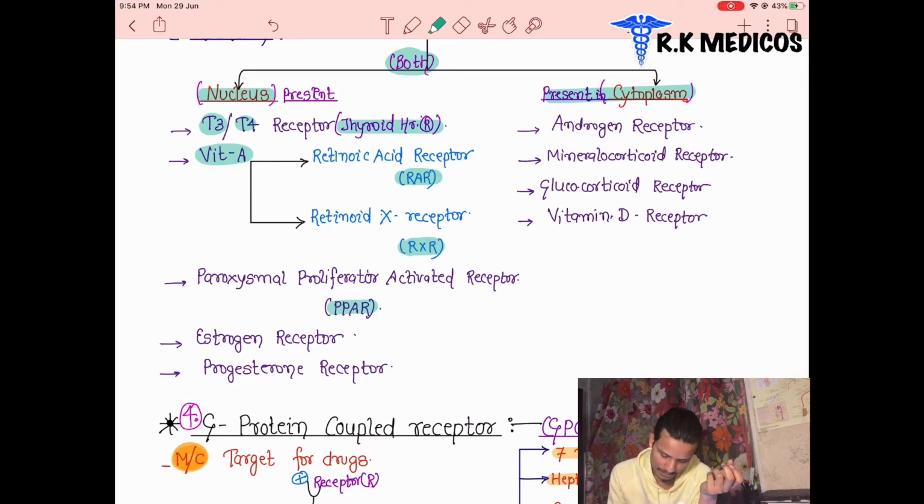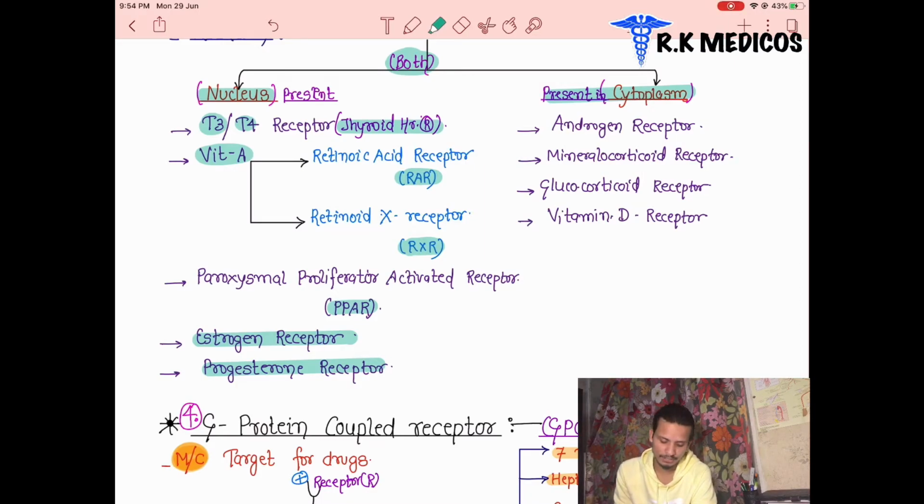Next one we can see is PPAR, that is peroxisome proliferator-activated receptors. Next one is the estrogen receptor, and the last one is the progesterone receptor. So these are the 5 receptors which are located inside the nucleus. You have to memorize all these names.